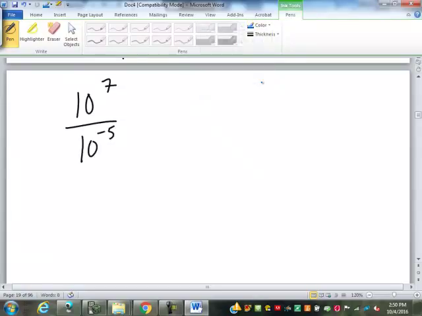How about this one? That's going to be 10 to the 7 minus a negative 5, isn't it? 7 minus negative 5 is 7 plus a positive 5. So you are correct. 10 to the 12th power.